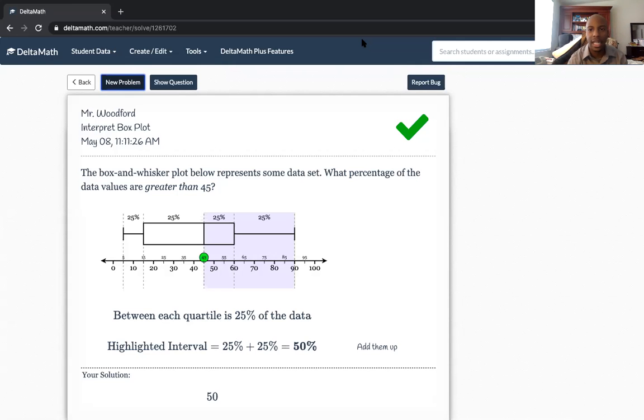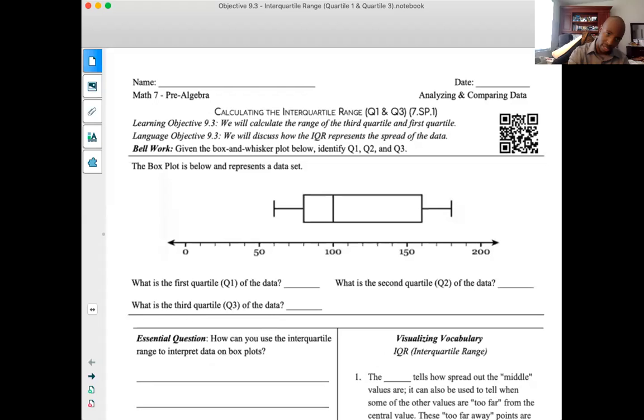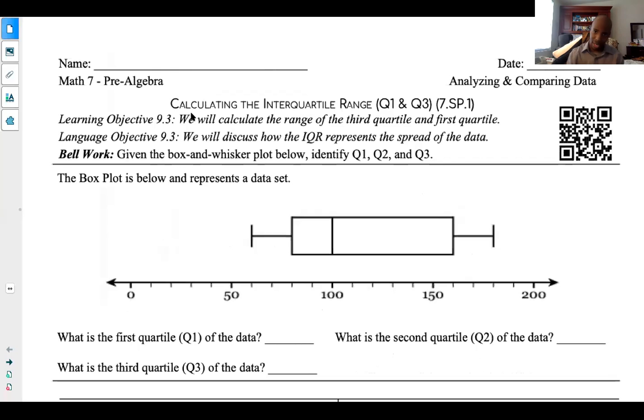All right. Let's look at what we're going to be working on today. So, if you either just worked on the worksheet today, or if you're going to download it, print it, and use it, this is what we're dealing with. Calculating the interquartile range. Before I tell you what the interquartile range is, let's look at the bell work. After I give you this box plot, and that's what we're going to really be looking at today, I'm going to give you box plots, and you're going to take the box plot that you're given and identify values on it, right?